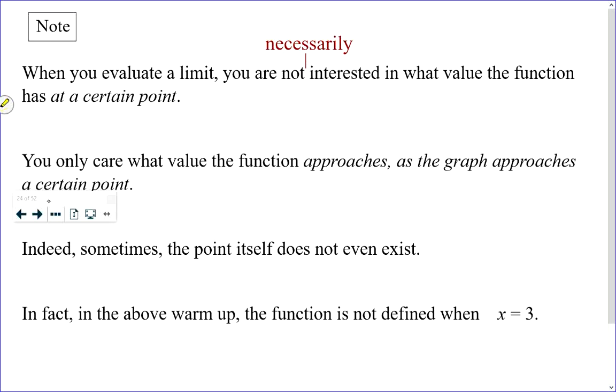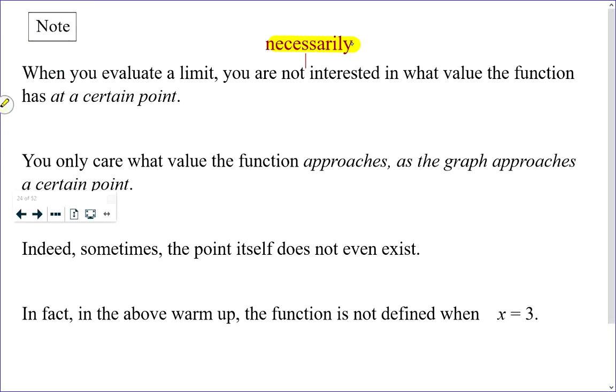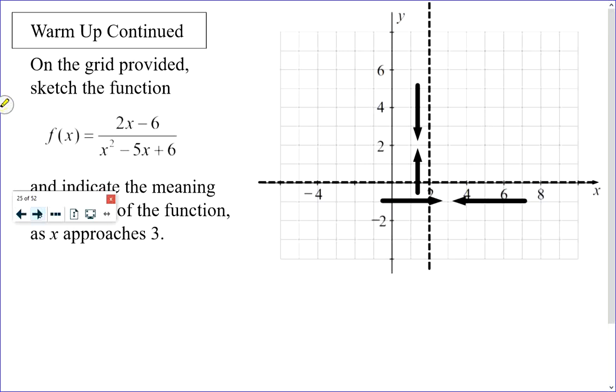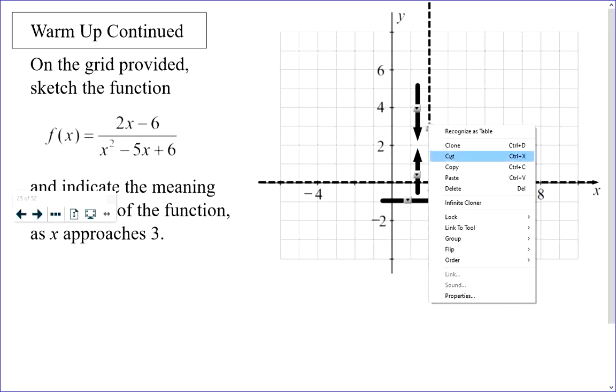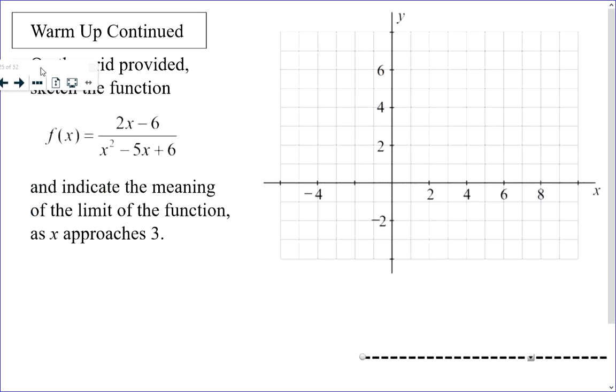I do have this word at the top, necessarily, and I'm just pointing out that there will be situations where we are interested in the value of the function at a certain point. Okay? But that's not the primary concern. What we're going to do now, I need to clean a few things off of this. What we're going to do now is look at the graph of that function whose limit we were interested in. And we're going to use the graph to explain why the limit as x approached 3 of the function was equal to 2.